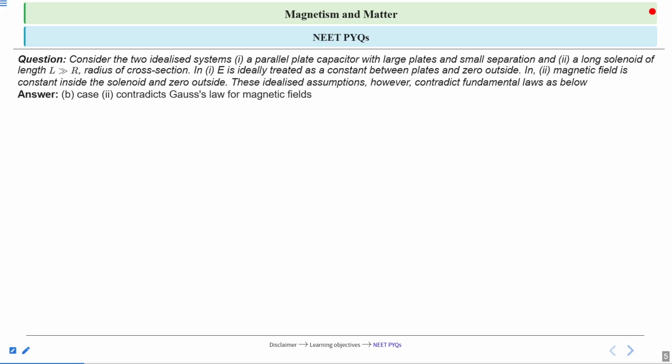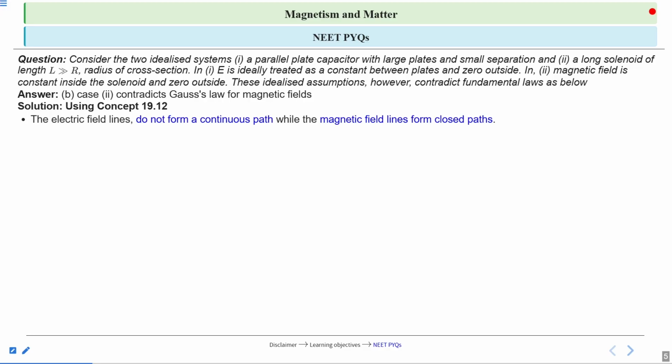So let's see the solution. So correct option is B. Case 2 contradicts the Gauss law for magnetic fields. How? So using concept 19.12, the electric field lines do not form continuous paths, while magnetic field lines form closed loops or closed paths. This is a fundamental reason for this solution. Okay, so electric field lines do not form closed loops. They start from positive charge, end on negative charge.